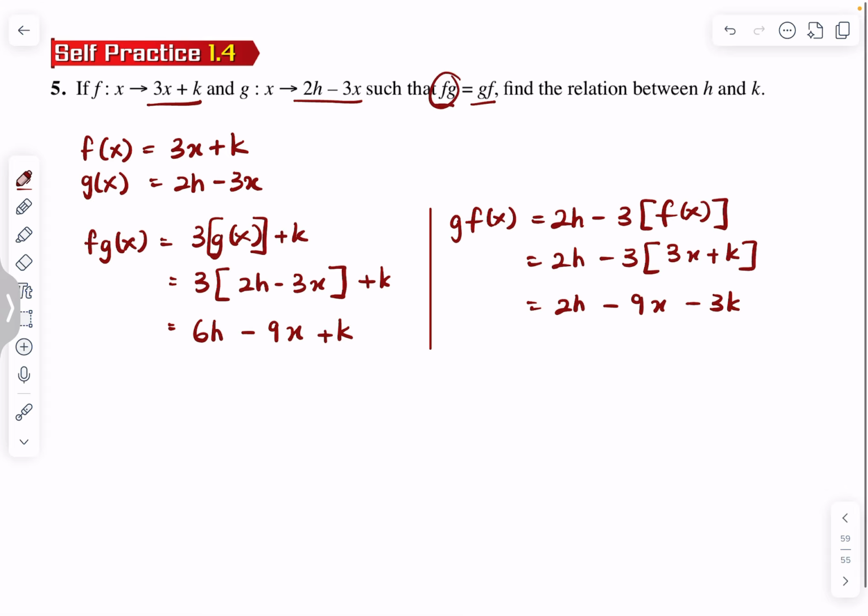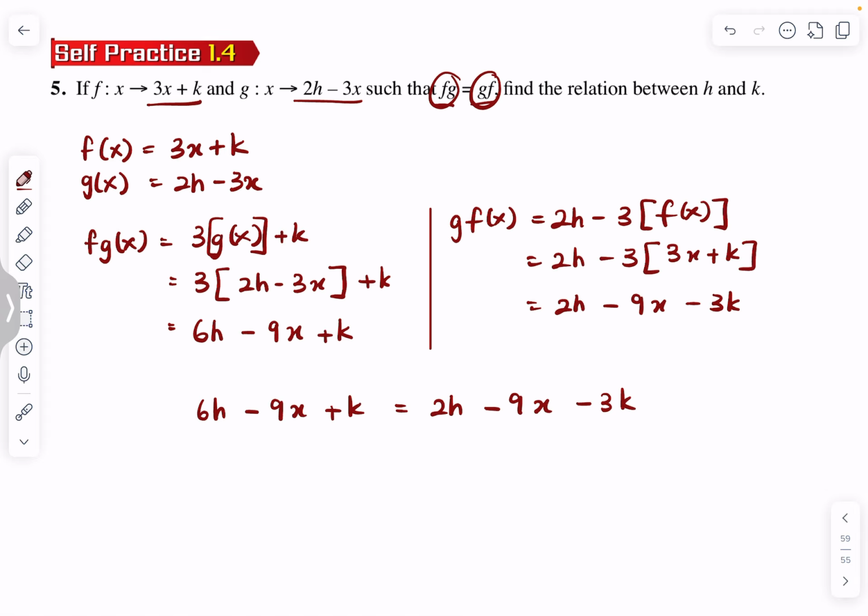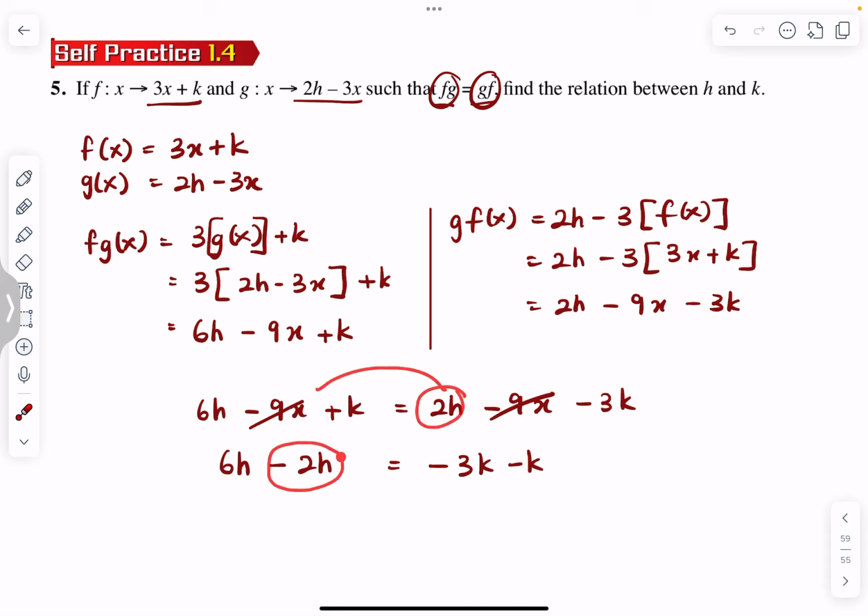So let's equate them. They are equal to each other. So you can say 6h minus 9x plus k equals 2h minus 9x minus 3k. Right. Both sides also got minus 9x, so we can cut them off. So let's bring all the h to one side. 6h minus 2h equals negative 3k minus k. So when you bring here it becomes negative. K you bring there becomes negative.